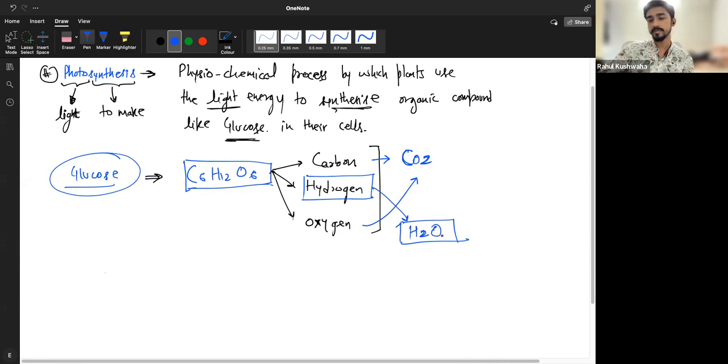But you know, your water also has oxygen. What will you do to this oxygen? Which oxygen will you use to make CO2, so to make glucose, and which one will you not use and leave?